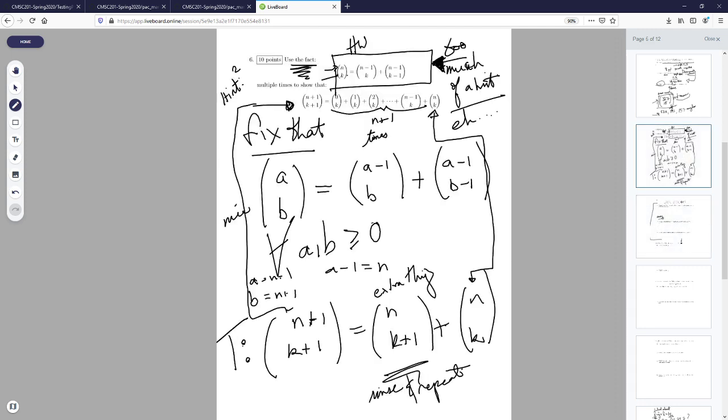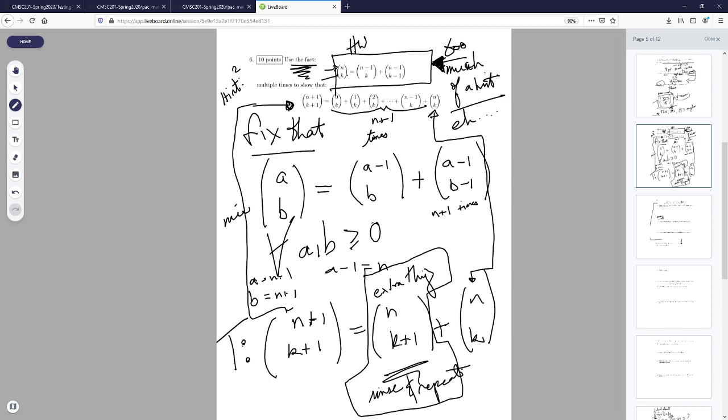What don't you like about number 6 then? So you say you're confused. What are you confused about? As I always say, ask me a question or tell me a lie. Oh, what do you do with C? What do you do with this term? Yeah, so you apply the hint again, right? So you need to apply this hint n plus 1 times.